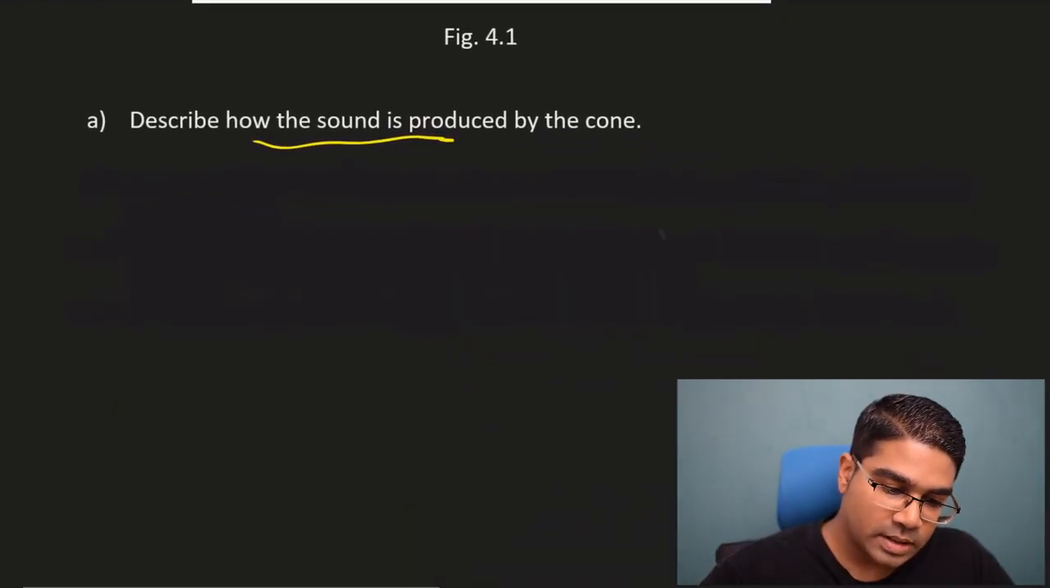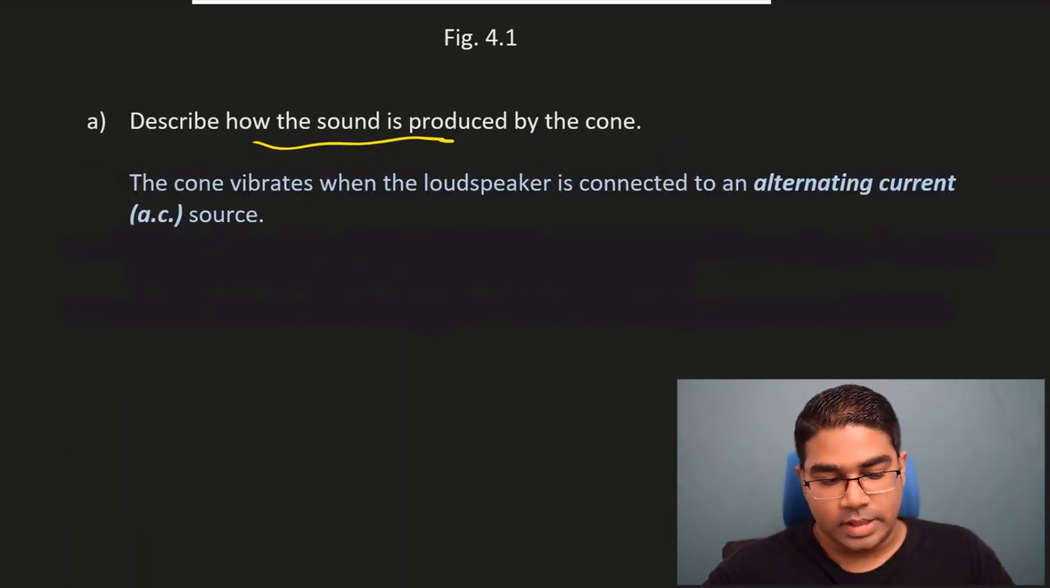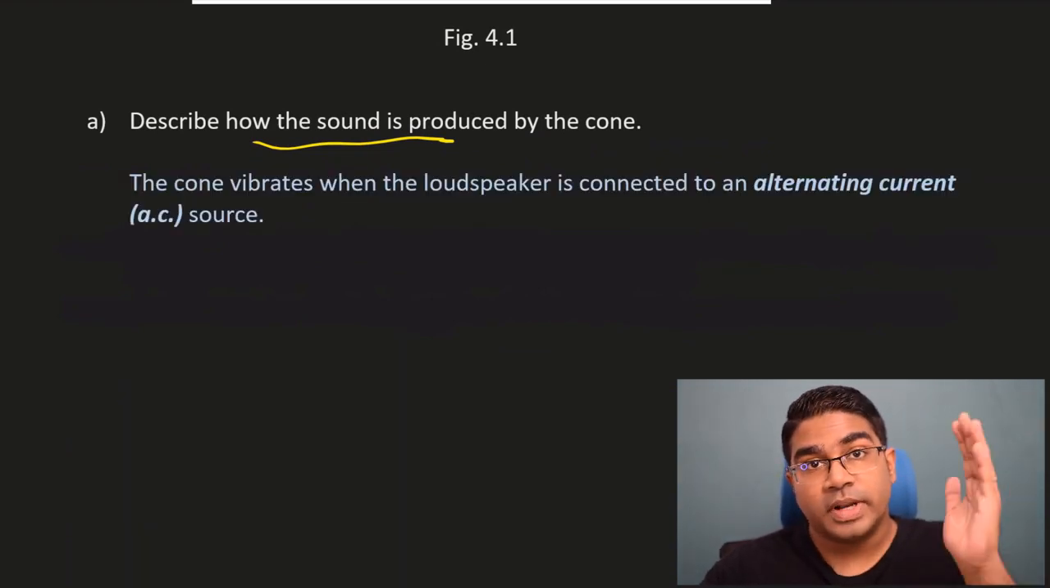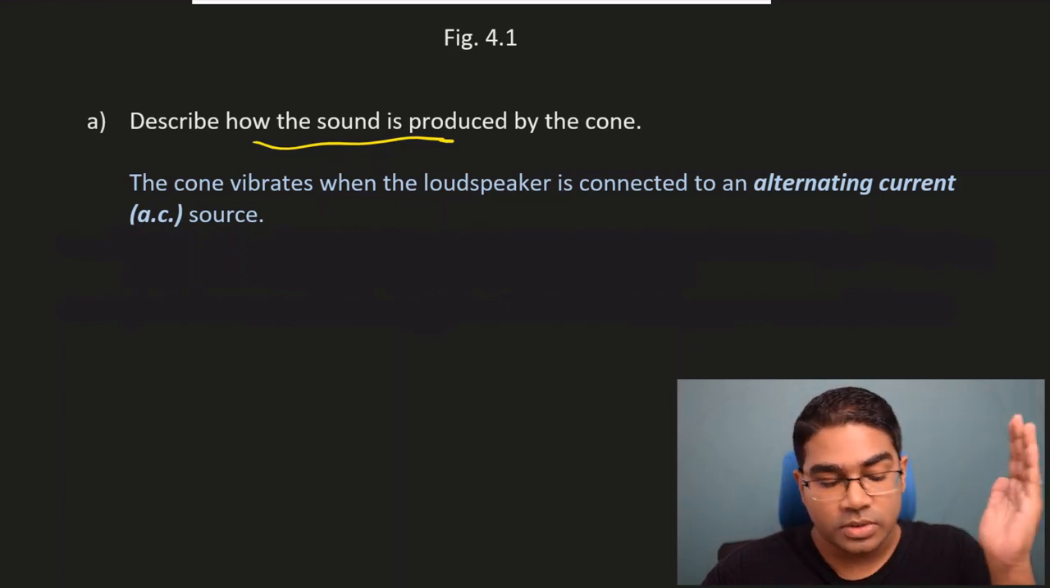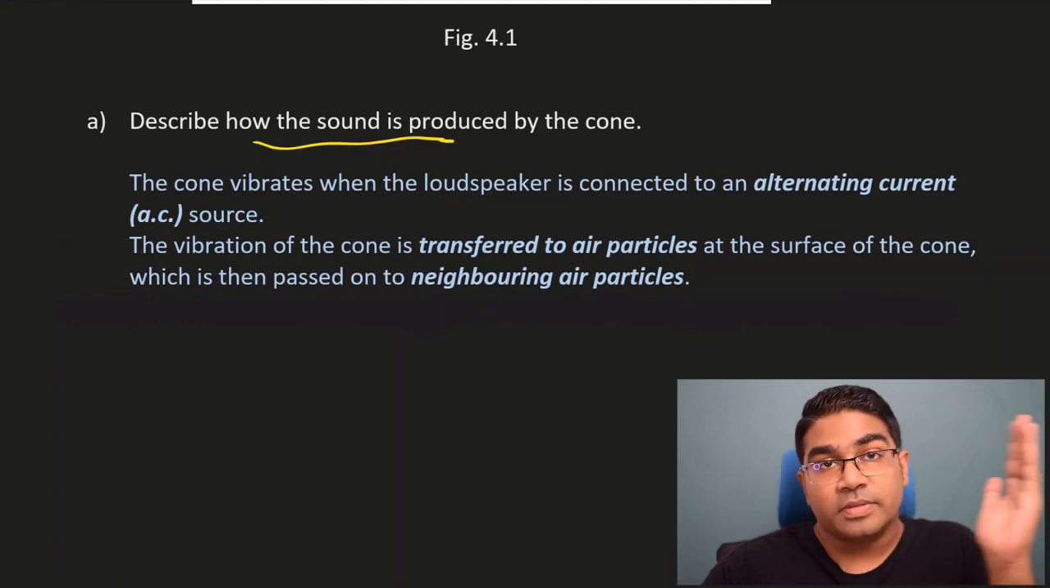If it is DC, then the cone will only move in one direction. So if we want it to move back and forth in two opposite directions continuously, then we need to connect it to an AC source. So this is how we start our answer. First of all, we need to connect it to an AC source. Once you connect it to an AC source, the cone is going to vibrate.